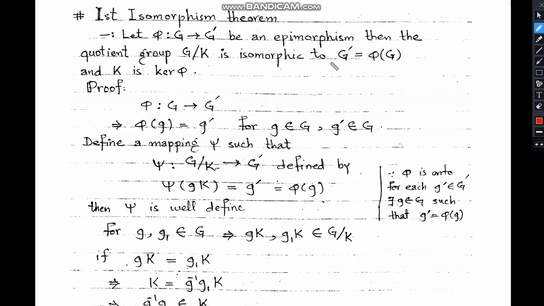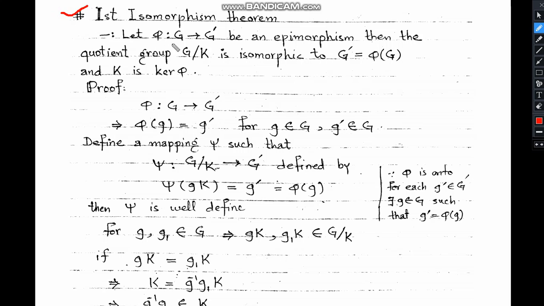Students, only three theorems remain to complete our syllabus of group theory this semester. The first theorem is the first isomorphism theorem, and similarly there are two more theorems, which are the second isomorphism theorem and the third isomorphism theorem. So in this lecture we are going to discuss the first isomorphism theorem.